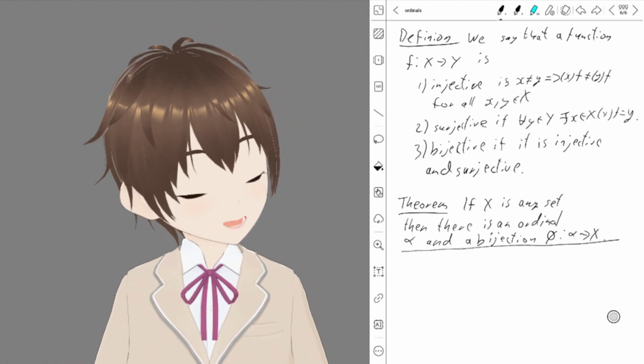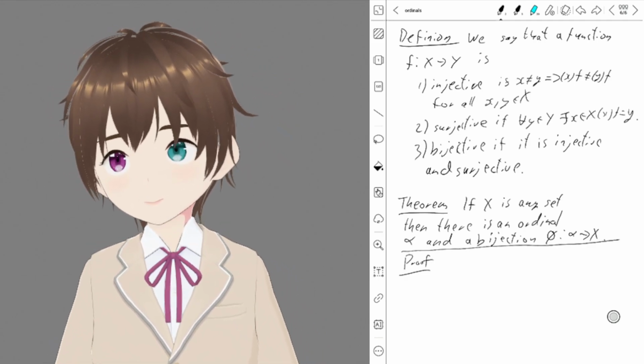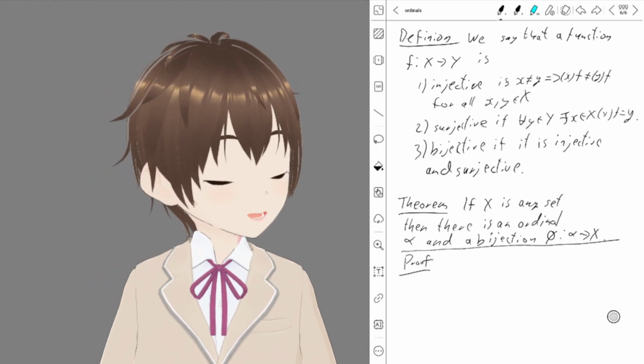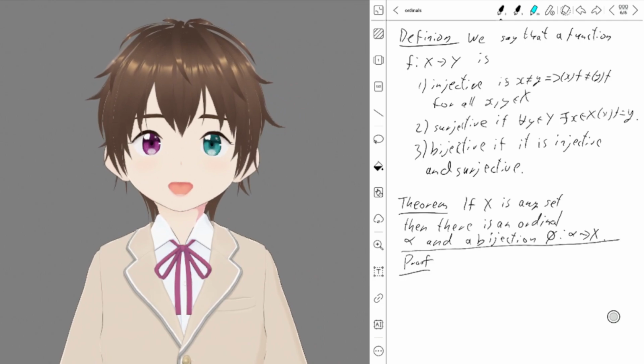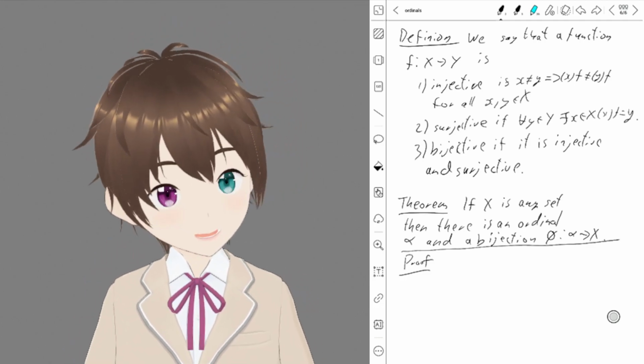So, proof. And my proof will, of course, use the axiom of choice because you need to. I'll use all the other axioms too. So I'm going to construct this bijection phi and this alpha, which is its domain. Okay, so I need a choice function.